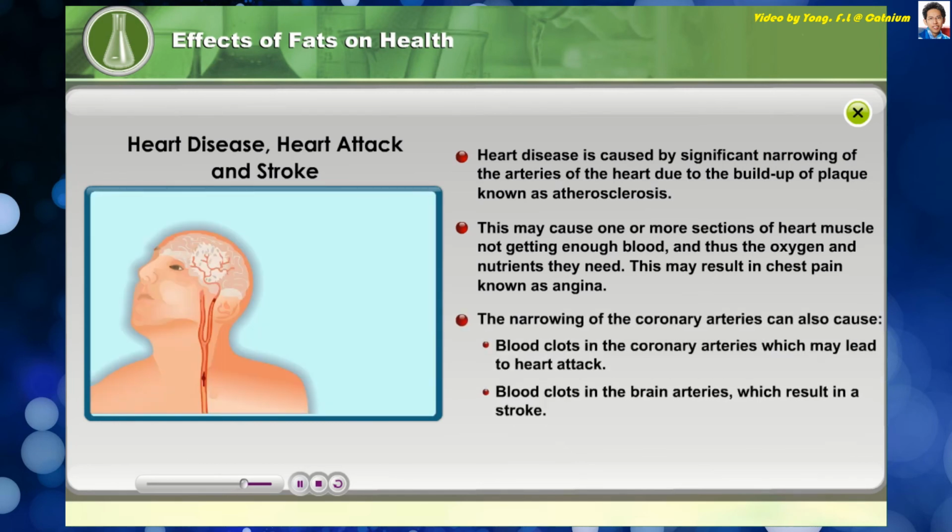Sometimes the plaque can rupture, causing blood clots in arteries of the heart that may lead to heart attack, or blood clots in the arteries of the brain, causing a stroke.